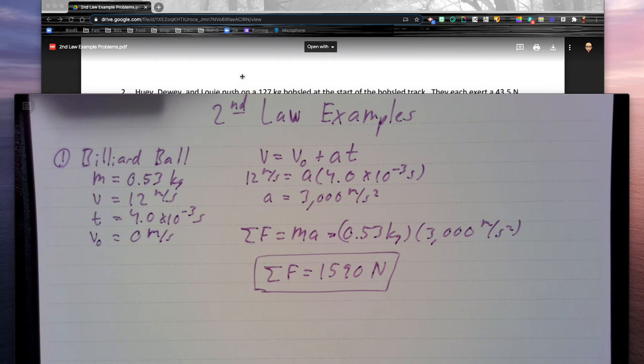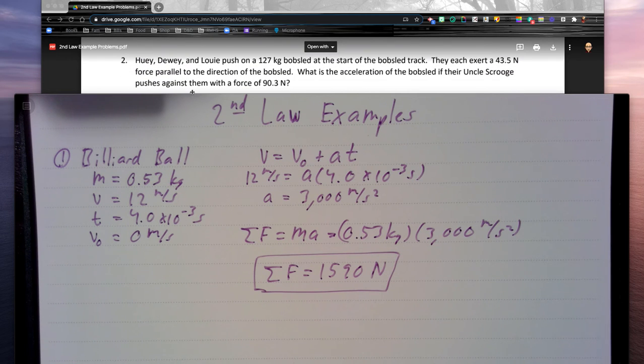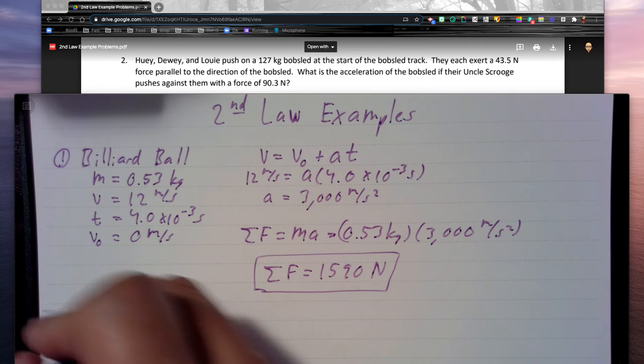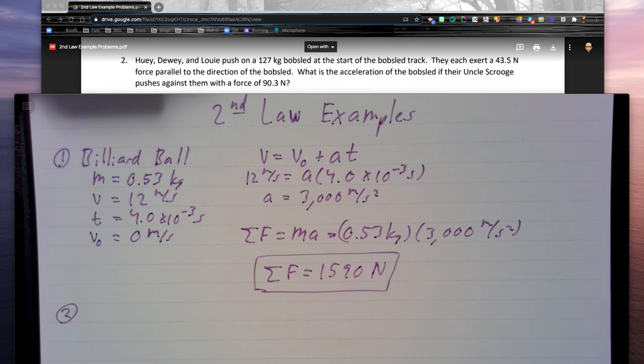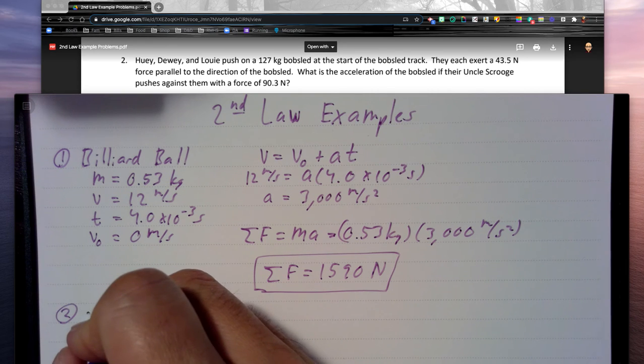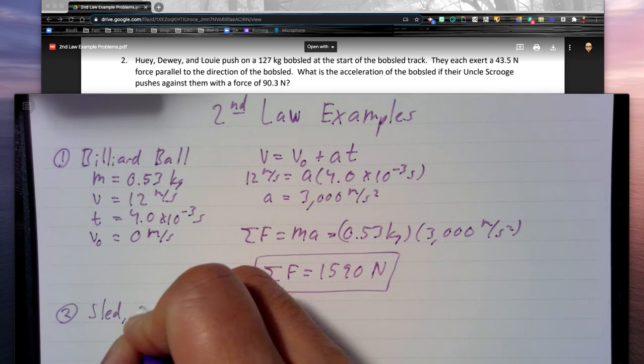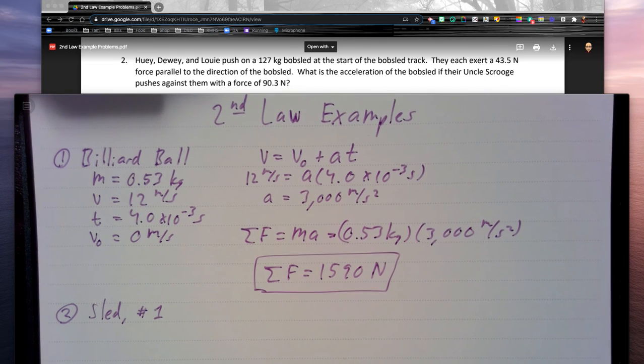Problem number two. I watched a lot of Disney things as a kid, and DuckTales was one of them. Huey, Dewey, and Louie are pushing on a bobsled. For this one, you get a lot of information about forces, and you're asked what the acceleration is. This is the first problem with the sled, and it's going to make sense to sketch out a free body diagram.